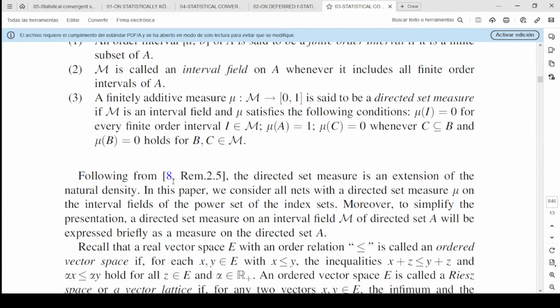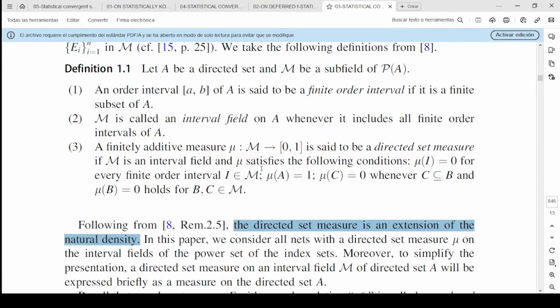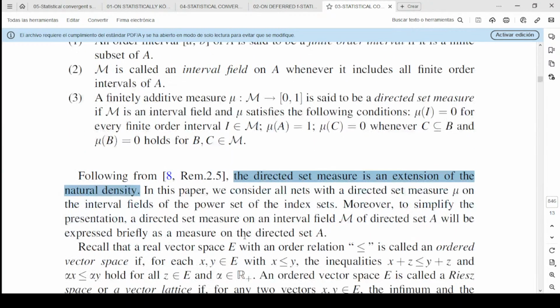So following from the previous paper that we talked about, the directed set measure is an extension of the natural density that we dealt with before. So by this definition, we make sure that the directed set measure is an extension of the natural density.